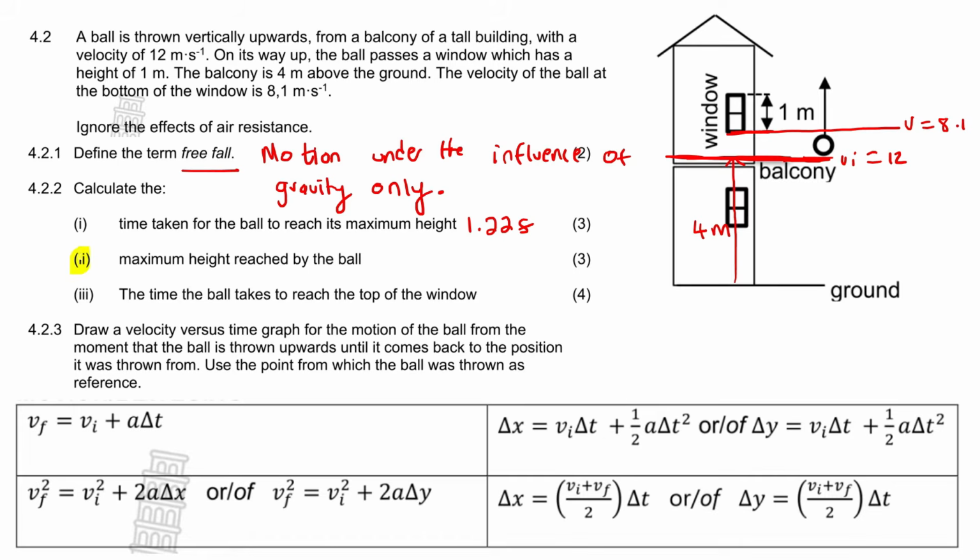Okay, so moving on to this next one, this one over here. What is the maximum height reached by the ball? Okay, so the maximum height is also going to be somewhere over here. So I'll call this my VF again, and then I'll call this my VI.